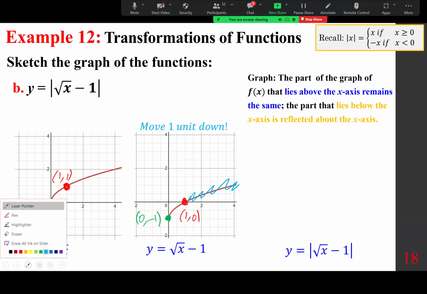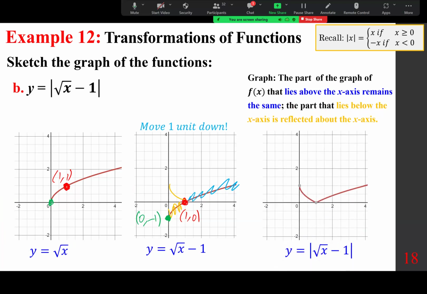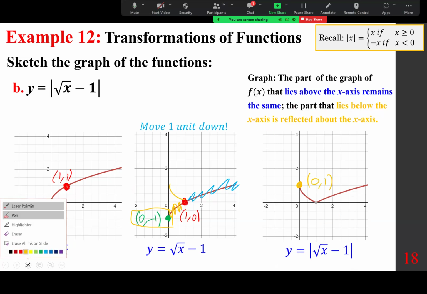This part flips over with respect to the x-axis, and it looks like that. So 0, negative 1 as a location gets a new location, 0, positive 1. That's how you do the transformation. I hope everybody remembers it from previous sessions where we went over that.